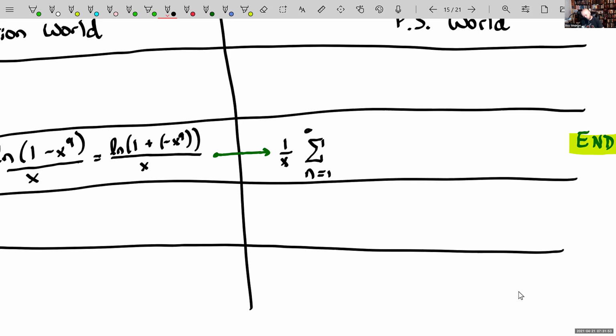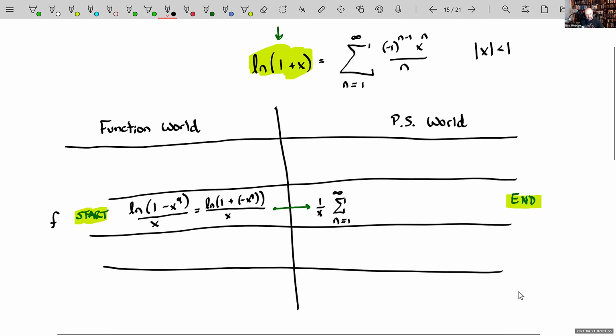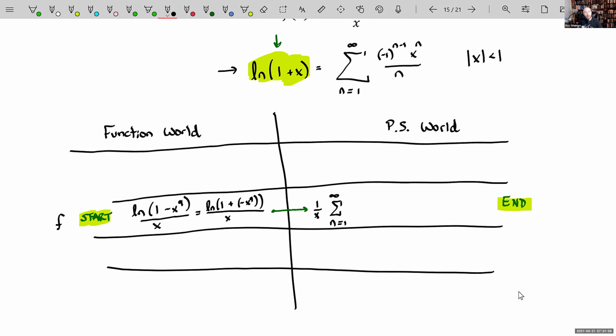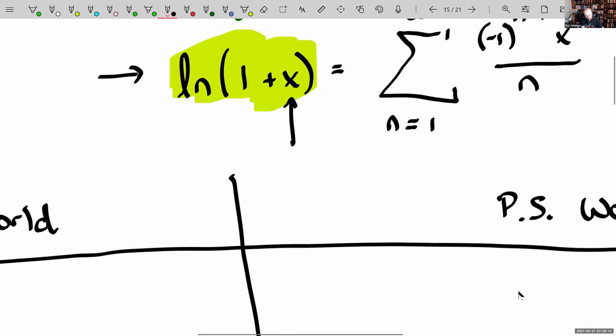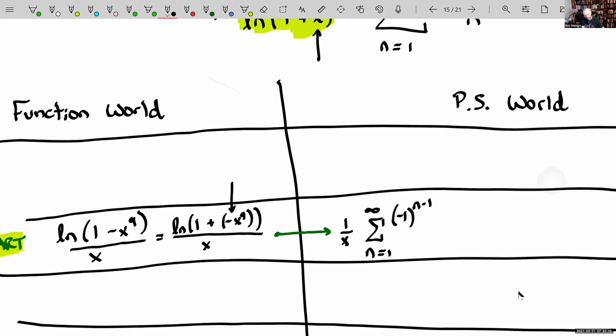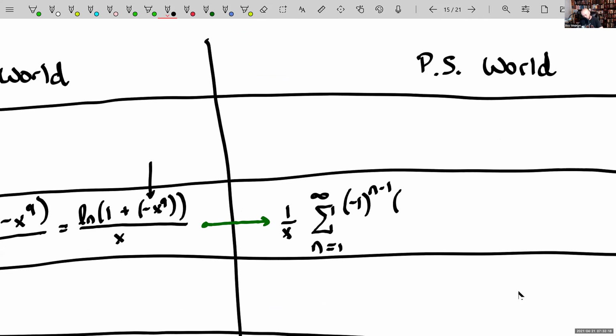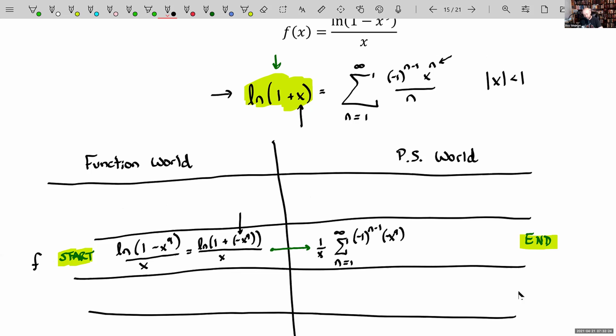n equals 1 to infinity. And now I will look at my identity right here that we proved last time. It's going to be negative 1 to the n minus first power times whatever this picture is that we're adding. And the picture that we're adding is a negative x to the ninth. So times a negative x to the ninth raised to the nth power. And that's all over n itself. Now all you need to do is actually just clean that up.